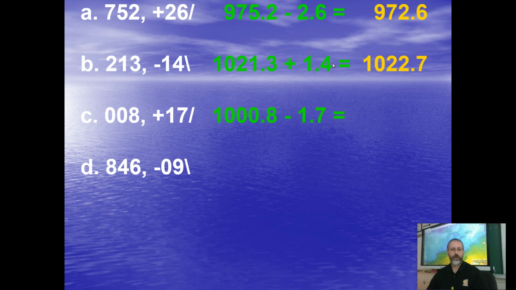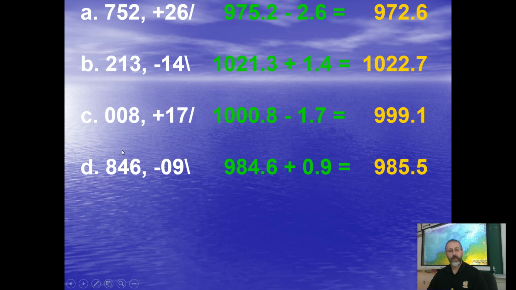All right, so this one would be 999.1 after, or 3 hours ago. And this one, when you do the conversion, because it's a leading zero, it's just 0.9 it changed. But you're going to add the 0.9 back on to get 985.5.